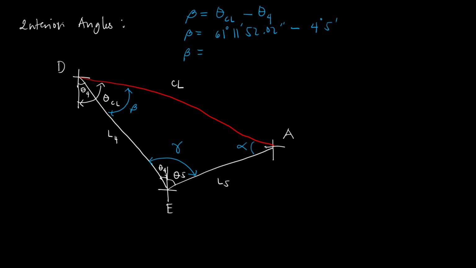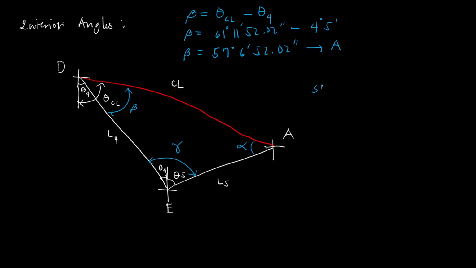So, yung beta natin is 57 degrees, 6 minutes and 52.02 seconds. And then, store natin siya sa, let's say, A. Shift, store sa A. And then, ngayon, kunin natin yung gamma. Paano natin makukuha? Itong gamma, makukuha natin siya using sine law.